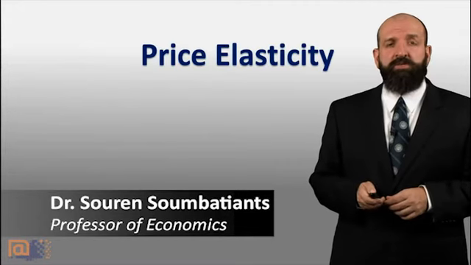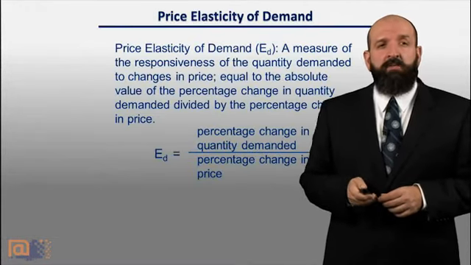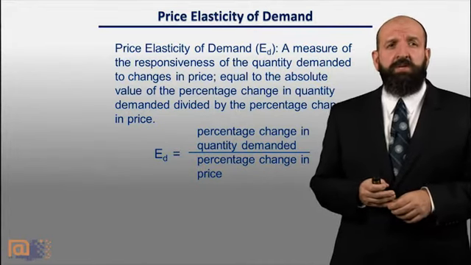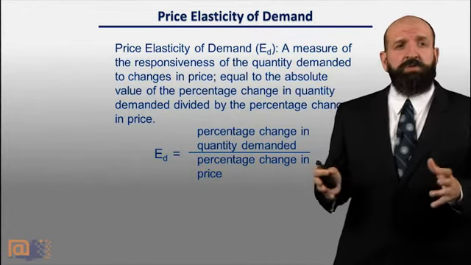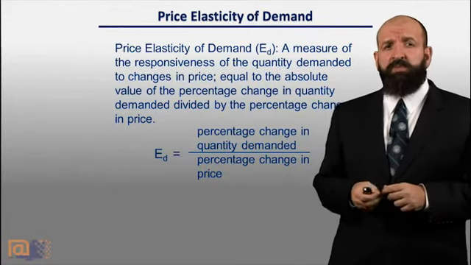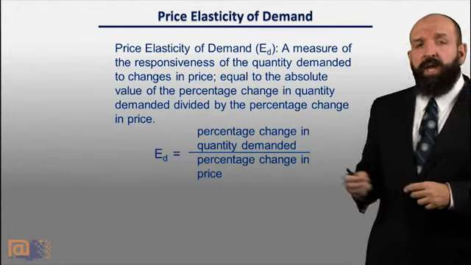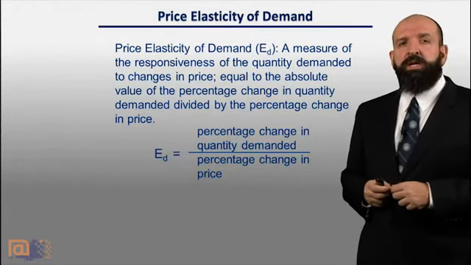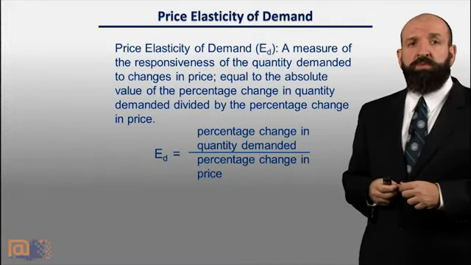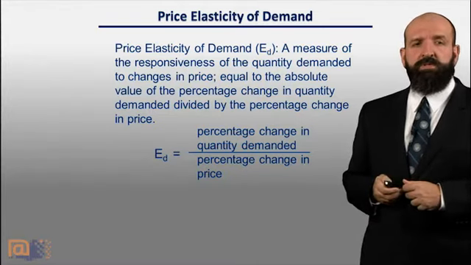Price elasticity of demand. Price elasticity of demand is a measure of responsiveness of the quantity demanded to changes in price. It is equal to the absolute value of the percentage change in quantity demanded divided by the percentage change in price. As you remember from the law of demand, the price and quantity demanded always move in the opposite directions. So this quotient will always be negative. That's why we're just going to look at the absolute value of this quotient.